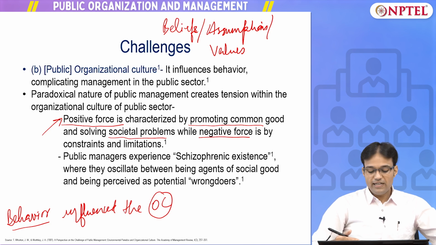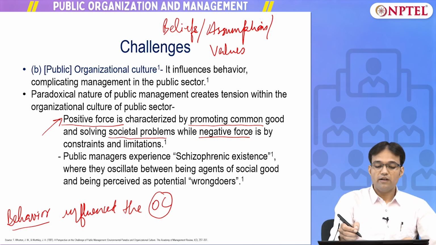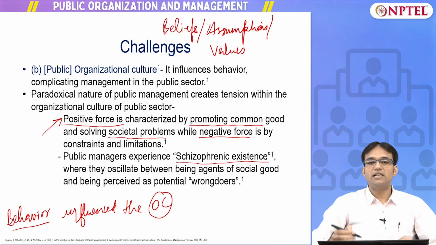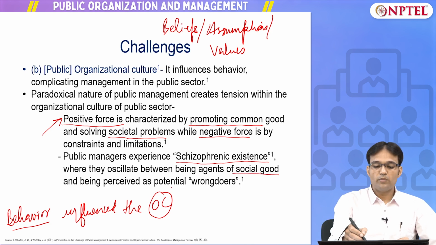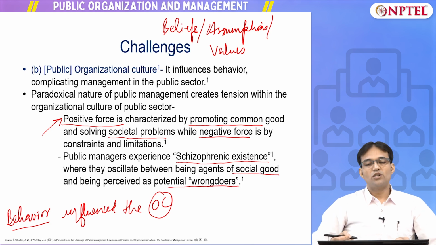So, in that way, these managers will experience something which Joseph Wharton and John Worthley talk about in terms of a schizophrenic existence, according to which these managers actually oscillate between what? Being agents of social good and sometimes also perceived as potential wrongdoers. So, remember, if public managers are not going to do something which is more required or more appropriate for the citizens of the country, of course, they will be seen as wrongdoers.